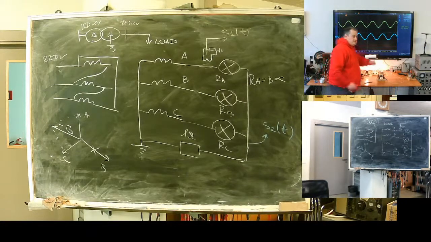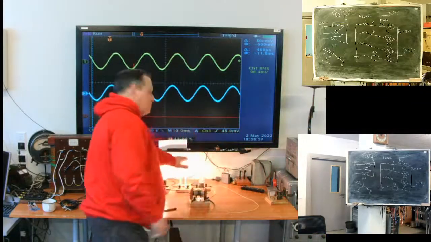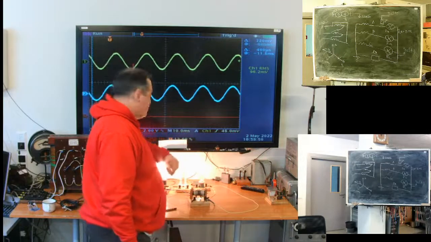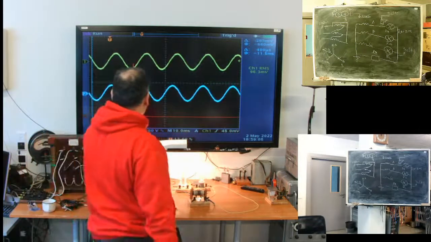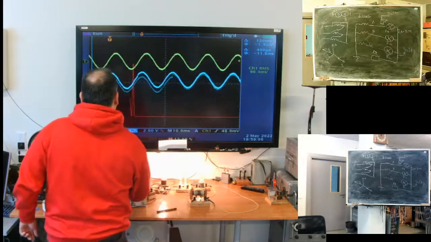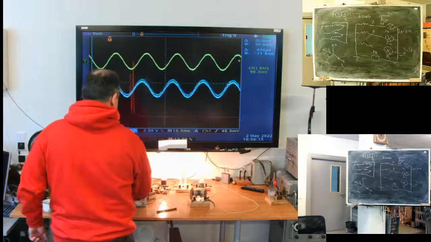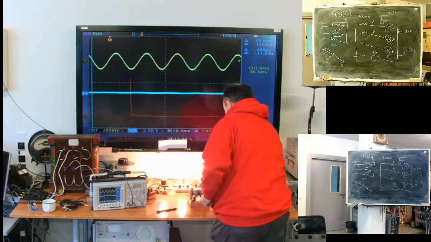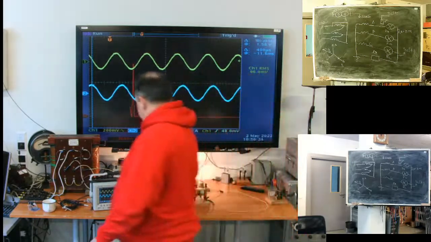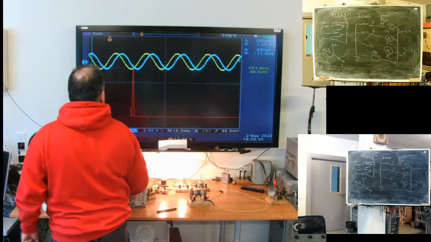No B phase. I have disconnected the B phase. And we see neutral current. Here it is, I can see the offset. Okay, I can bring it back and remove the C phase. Here it is, minus C.